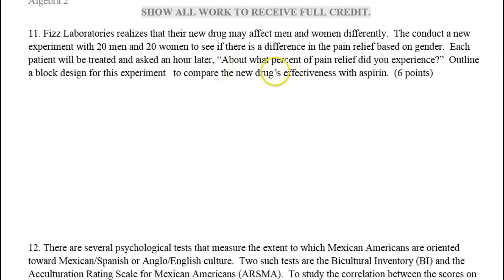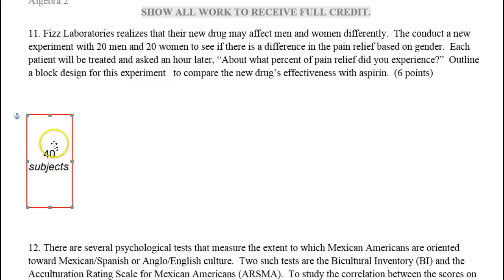So let me be clear. We're talking about two separate treatments. We're talking about a new drug and aspirin. Those are the two treatments that are being compared with one another. But they say they want a block design. That's the design where you're going to split up the participants into two different categories and basically run two parallel experiments. So we're starting off with 40 subjects altogether.